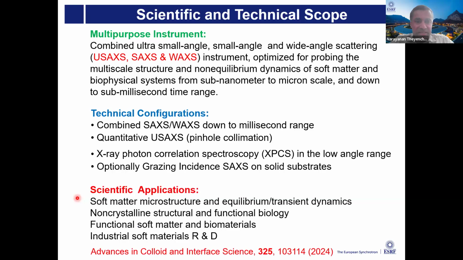The main scientific applications are in soft matter, probing both the equilibrium and non-equilibrium microstructure and dynamics; non-crystalline structural and functional biology, especially probing the structure-function relationship in physiologically relevant conditions; and the same with functional soft matter and biomaterials, typically the structure-function relationship. And then the beamline is also used for industrial R&D, especially involving soft materials. This can be done on a proprietary level.